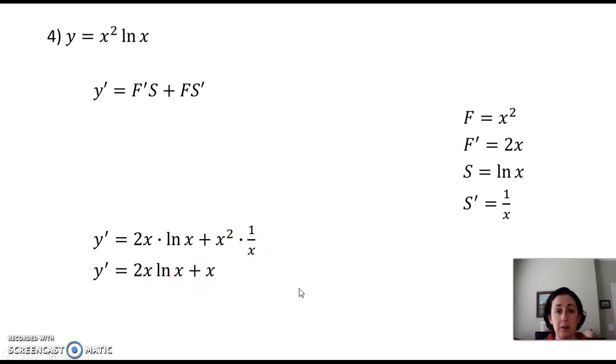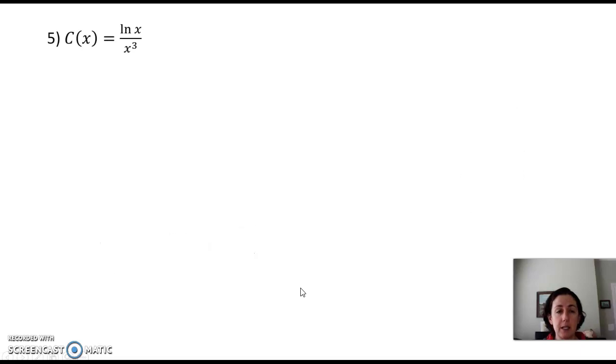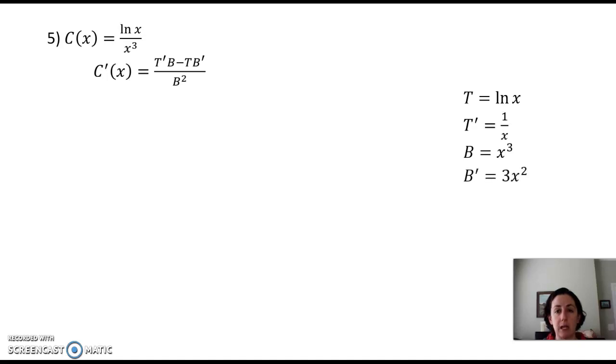Let's look at another example. C of x equals the natural log of x over x cubed. Look at what we have here. Natural log of x over x cubed. Variable over variable. You're going to have to use your quotient rule here. Derivative of the top times the bottom minus the top times the derivative of the bottom all over the bottom squared. On top we have the natural log of x. The derivative of that is 1 over x. On the bottom we have x cubed, and the derivative of that is 3x squared.